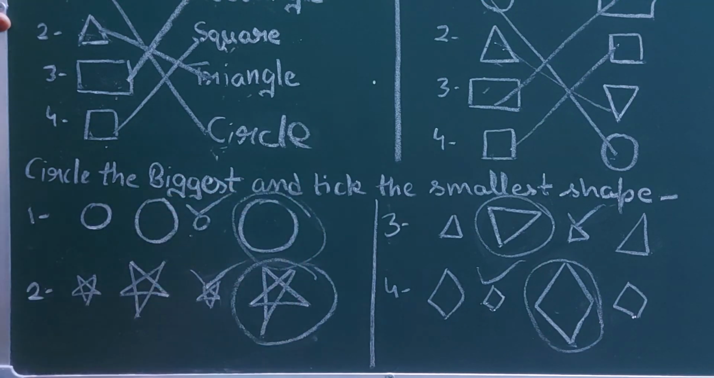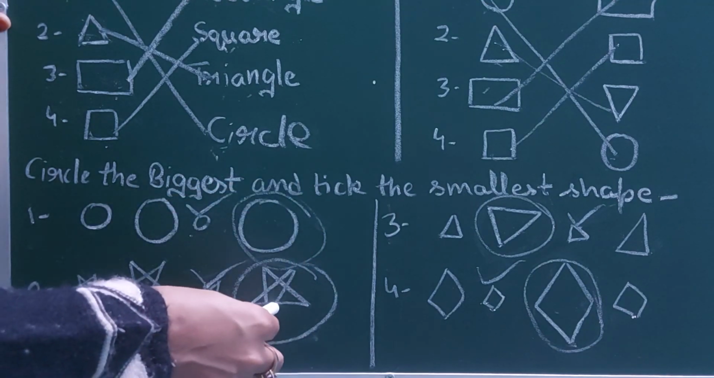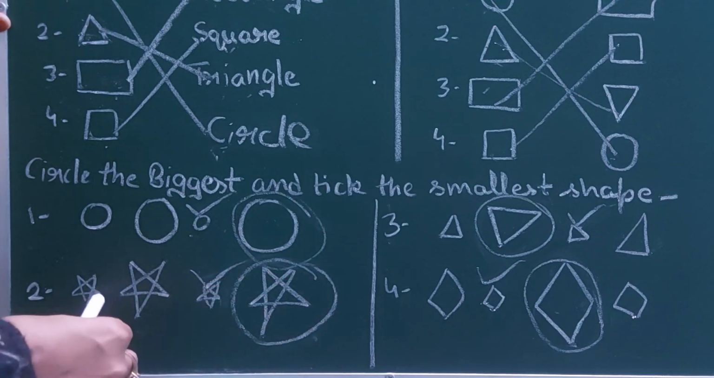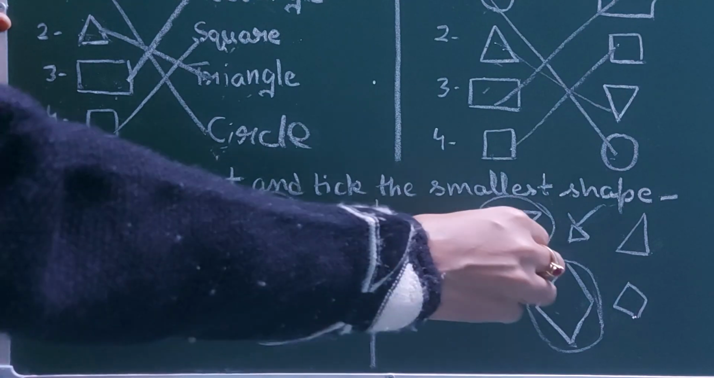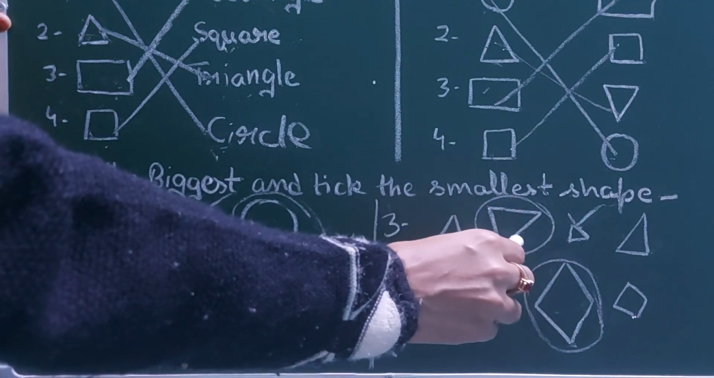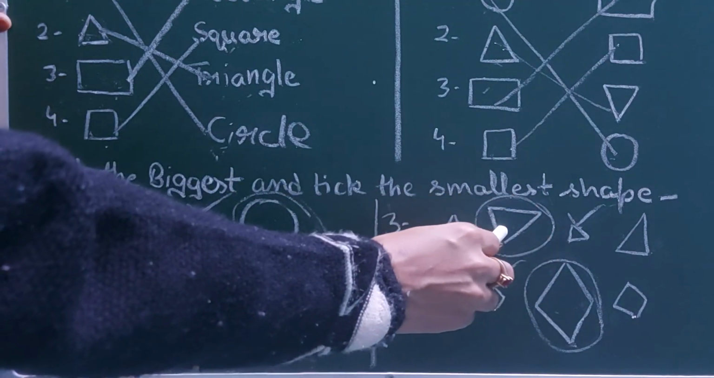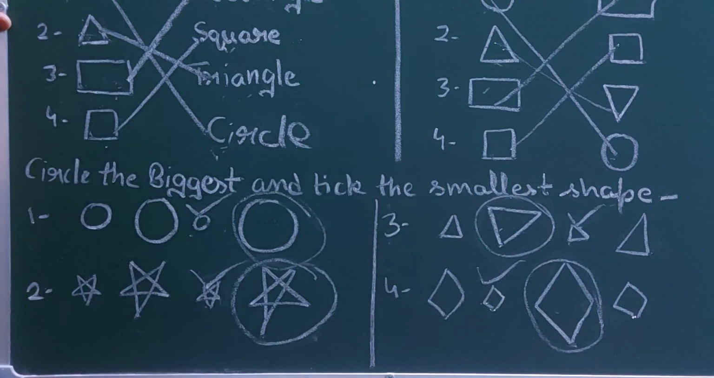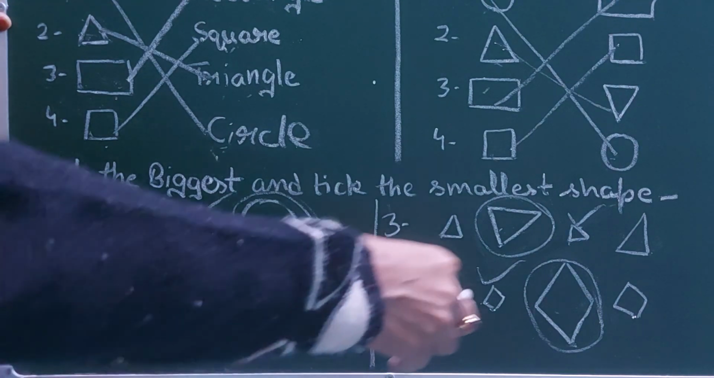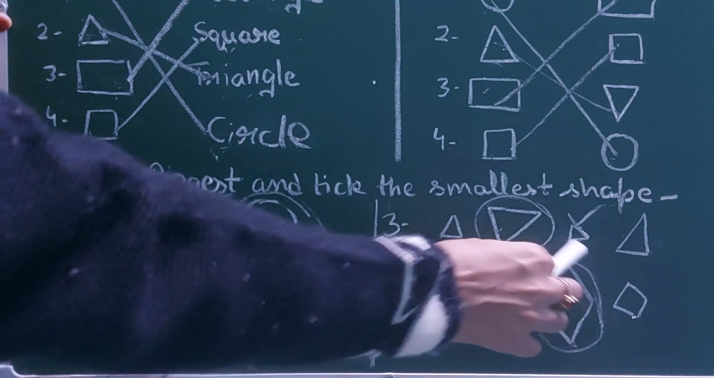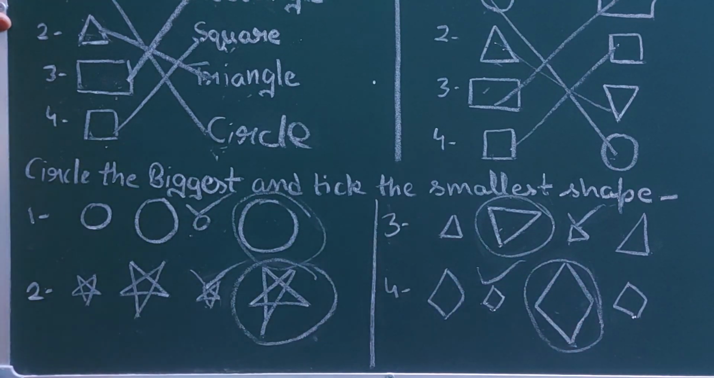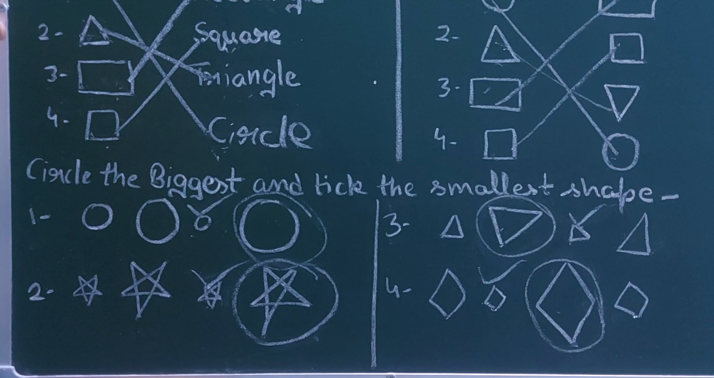Then come 4 stars. So which star is biggest? This one is biggest. So simply circle this and we'll tick the smallest one. Then comes the third one. This is a triangle and there are 4 triangles. So this one is biggest. So we'll simply circle this and we'll tick the smallest one. Then comes the diamond shape. Diamond shape means a very good example is a kite. So we can imagine this as a kite. So which one is biggest? This one is biggest. So we simply circle this and we'll tick the smallest one.